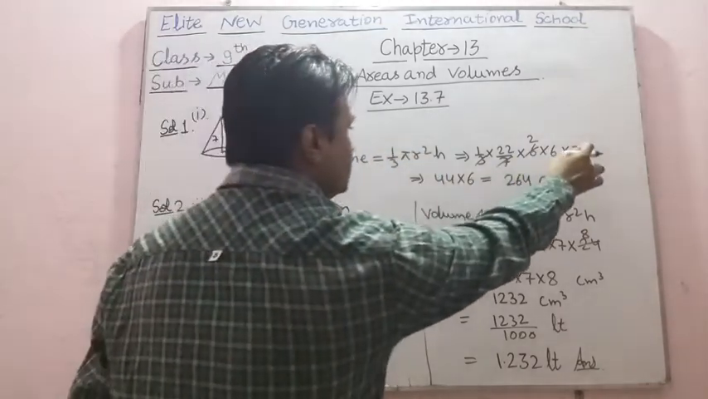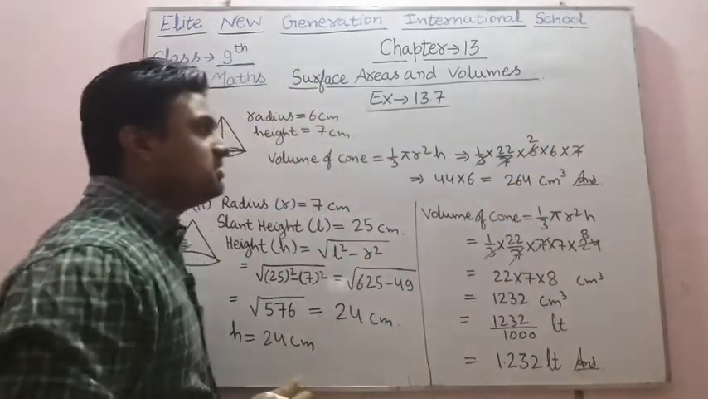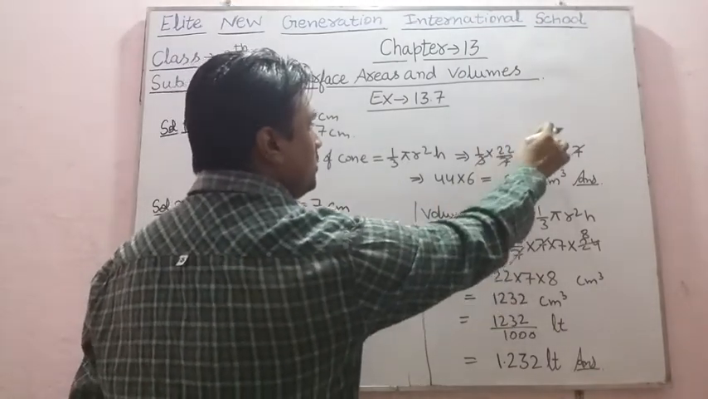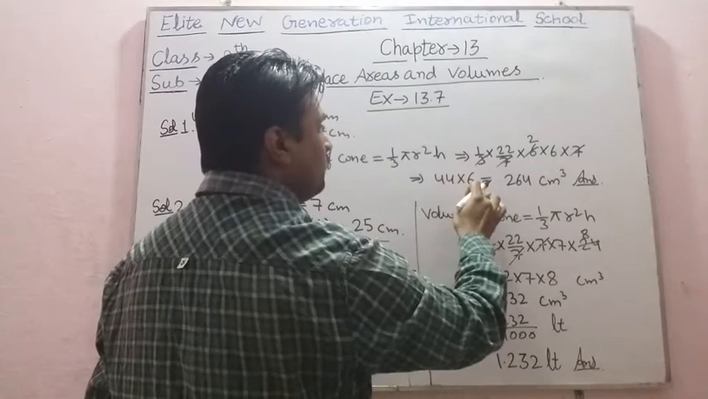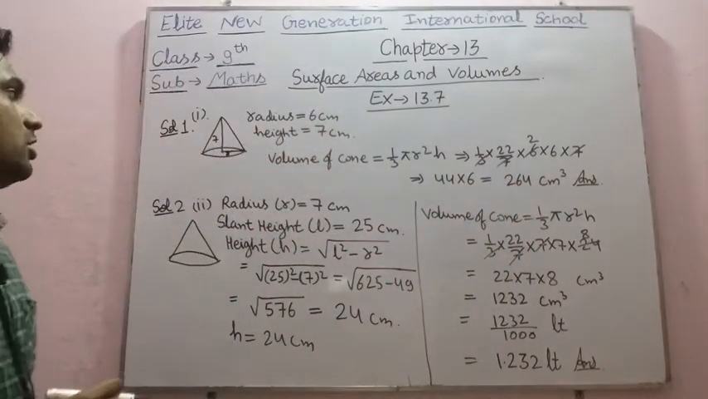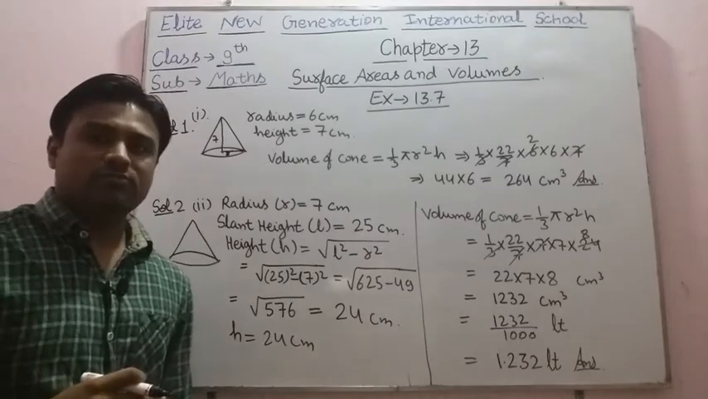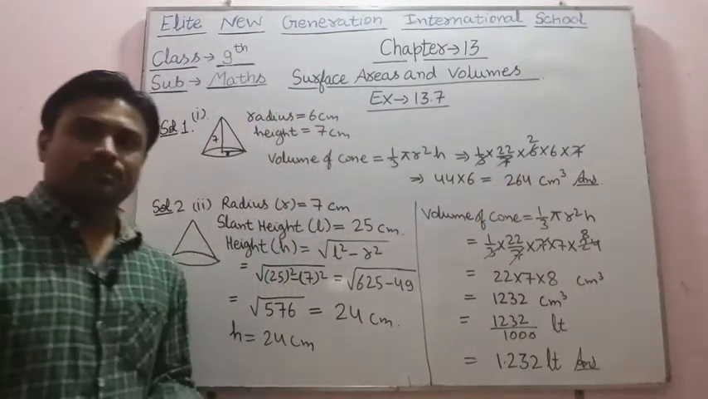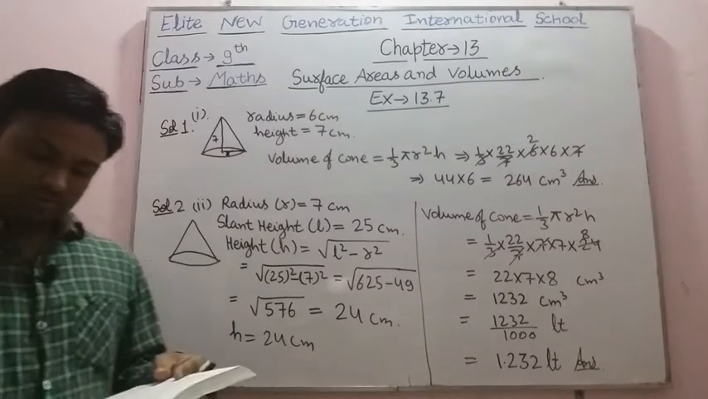So we can write here 7. So 7 will cancel by this 7. 6 will cancel by this 3 two times. So here 22 into 2 will be 44 and 44 into 6 will be 264 centimeter cube. So here we can say that the volume of this cone will be 264 centimeter cube. Similarly, the second part you can try yourself.